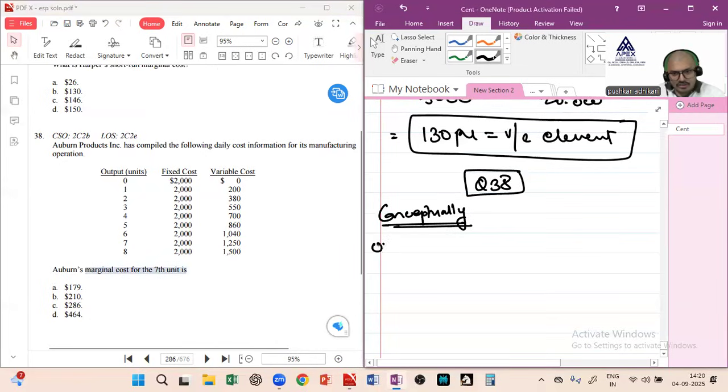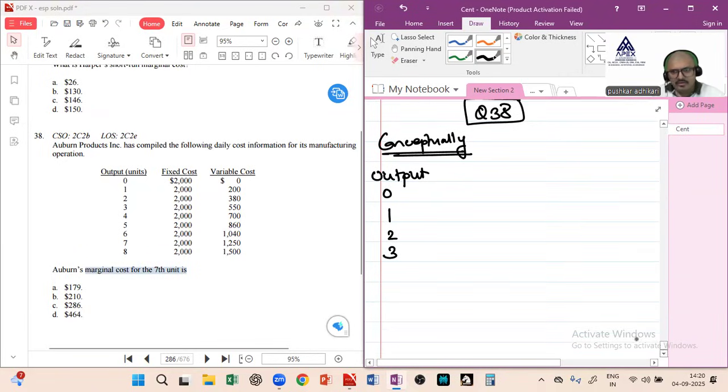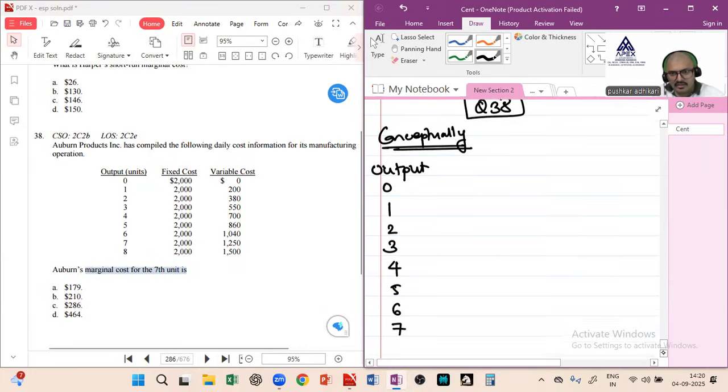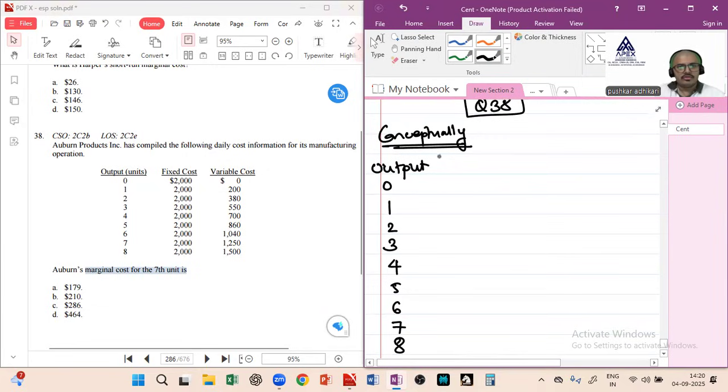So now I'll purposely do this for you. Please pay attention. Output 0, 1, 2, 3. We'll go a little low. 4, 5, 6, 7. And we'll take the 8th also. Now we'll take fixed cost. Now fixed cost everywhere is how much? 2000. Now please pay attention to this.